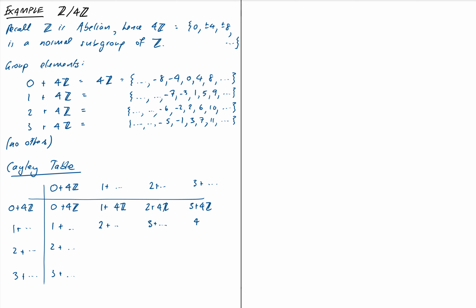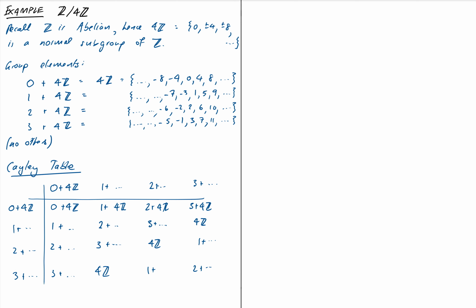That will be 4z itself. That will be 3. That will be 4z itself. That will be 1 plus z. That will be 4z here. That will be 1 plus, and that will be 2 plus z. 2 plus 4z, sorry.